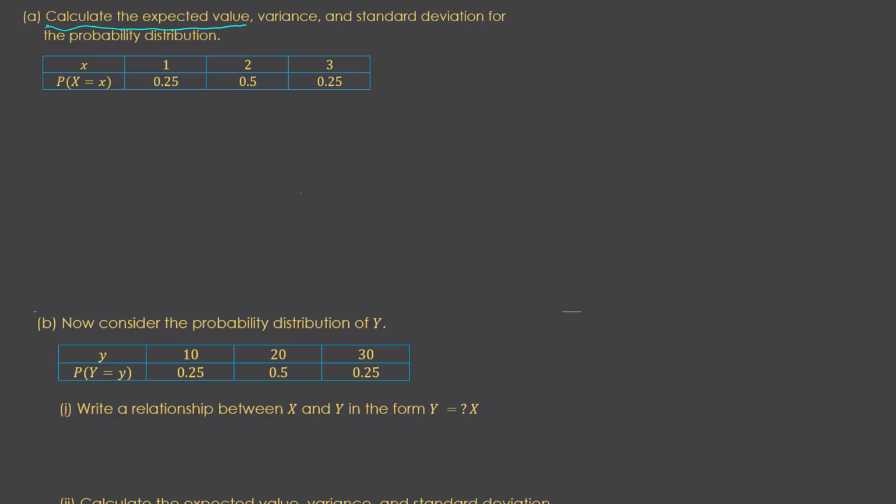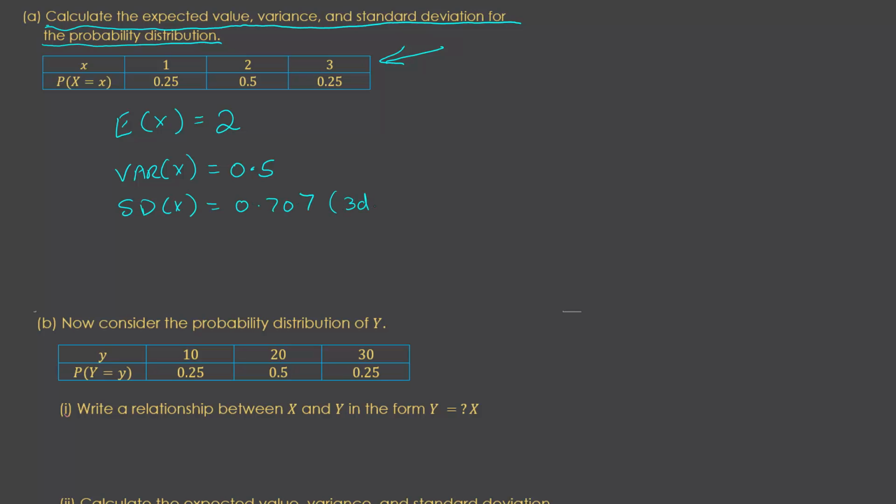Calculate the expected value, variance and standard deviation for the probability distribution shown here. Now it's the same one we used in the previous example. So we should recall the expectation of x is equal to 2. Remember, the symmetry of the distribution tells us that anyway. The variance of x turned out to be 0.5, and the standard deviation, of course, the square root of that, is 0.707, correct to 3 decimal places.